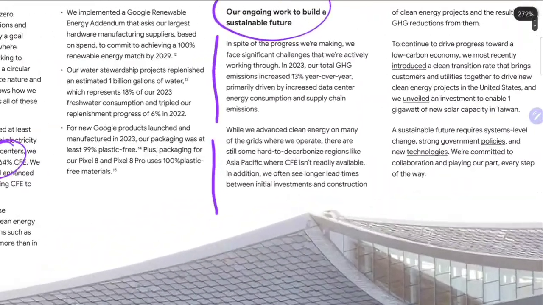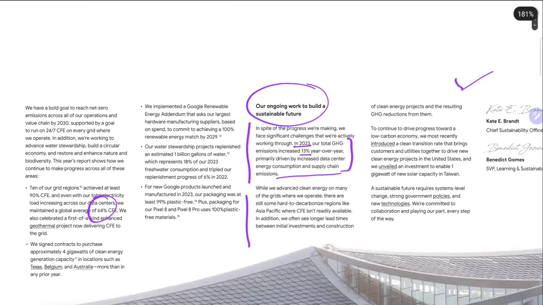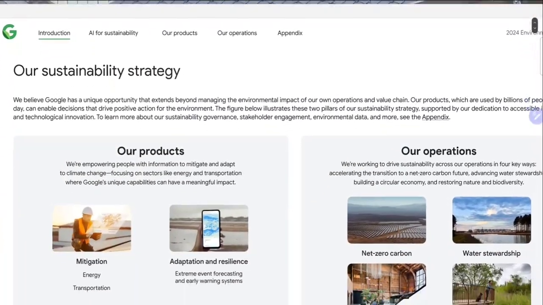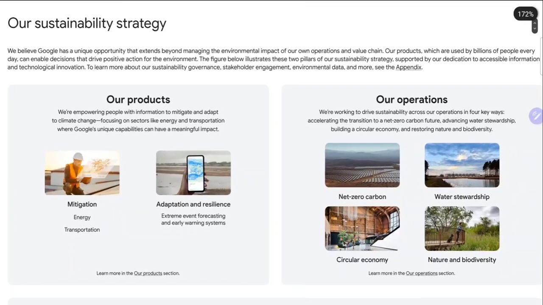So if I give you an example for this, it is written here in 2023, our total GHG emission increased 13% year over year, and primarily driven by increased data center energy consumption and supply chain actually. So this is some important update. Okay, then moving forward, this is very important. What is the company's sustainability strategy? Okay, and how the company is managing sustainability within the organization and supply chain also.